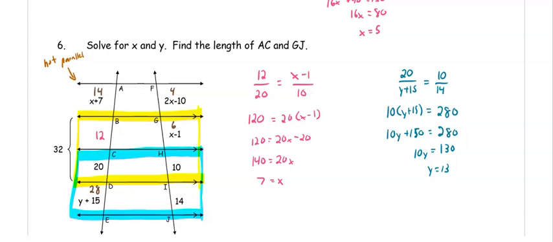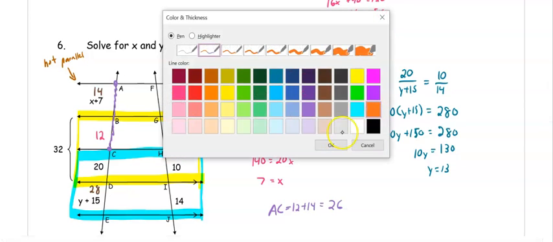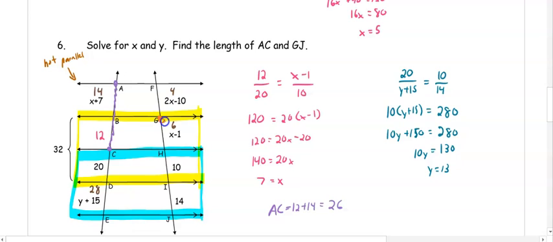So before we finish this problem, we need to find 2 different lengths. So we need to find the length of AC. So from A to C is 2 sections that are 12 and 14, so that would have a length of 26. The other section that we need to find the length of then is GJ, which is these 3 sections that are 6, 10, and 14. So 6 plus 10 plus 14 would have a length of 30.